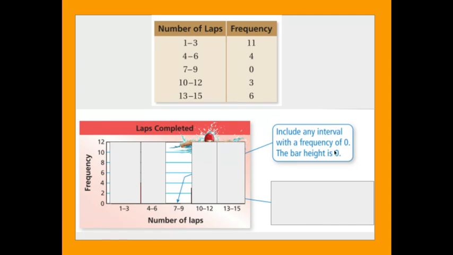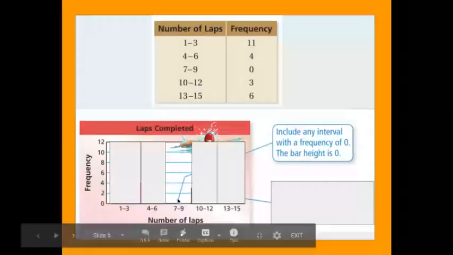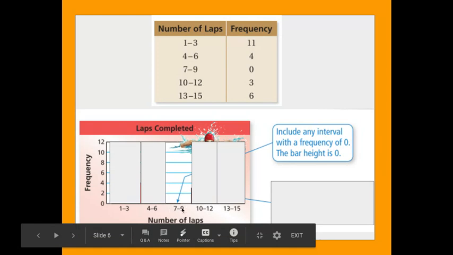Include any interval with a frequency of 0. The bar height is 0. So notice here, we're going to put in this information and make our bars. Even though nobody swam 7 through 9 laps, this is 0. Nobody did it. We still have to include it. We still have to write it down, but we are not going to make a bar. The bar height is 0. So it would just kind of be a big space here.